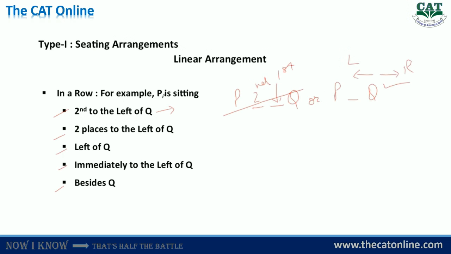Now what if the wording says P is sitting 2 places to the left of Q? This is Q. Now it again doesn't mean this way. Why? If this is Q, this is the first place to his left, this is the second place to his left, and this is where P is sitting. All right. So this will be the first case. This is the second case. Now P is sitting left of Q. If Q is sitting over here, then P is sitting left.